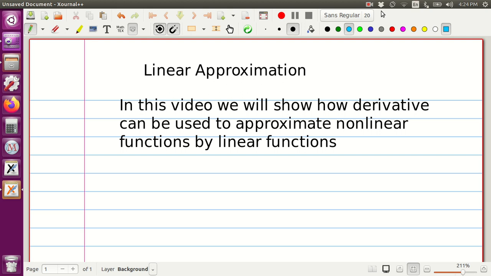Hello students, in this video we will show how to use derivatives to approximate nonlinear functions by linear functions.